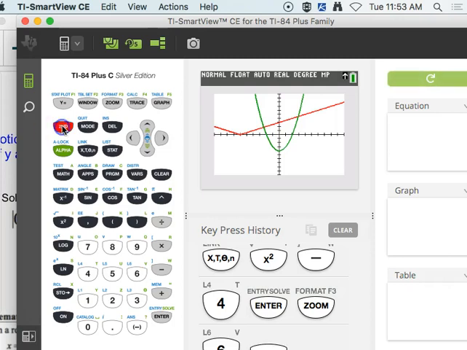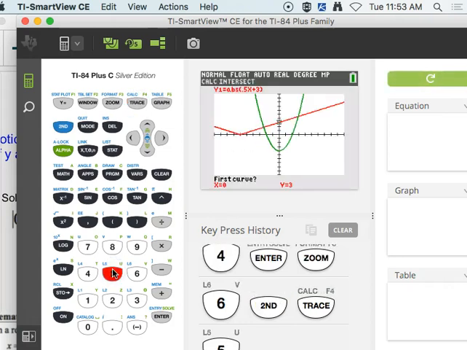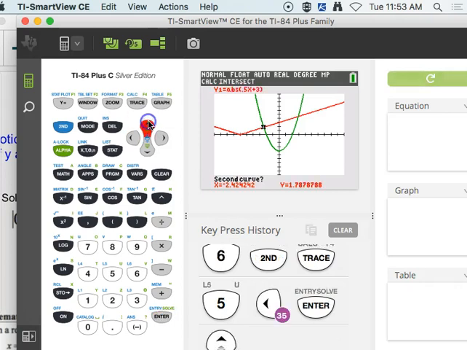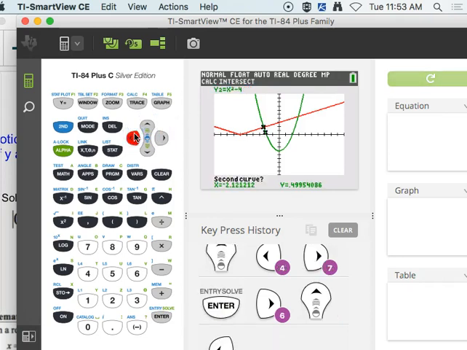So, second trace. Number 5. And I'm going to get Blinky over here in the vicinity of the first intersection. Come on, Dexter. There we go. And then notice that he does jump to the other curve. It doesn't kind of look like it here, but second curve. Come on, Blinky. And you're on the green. No, you're not. Not even. There we go.